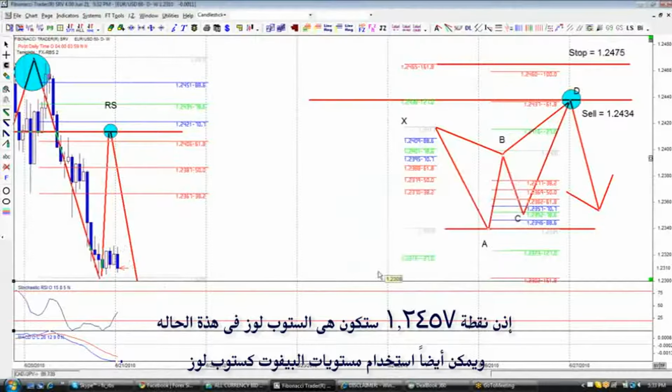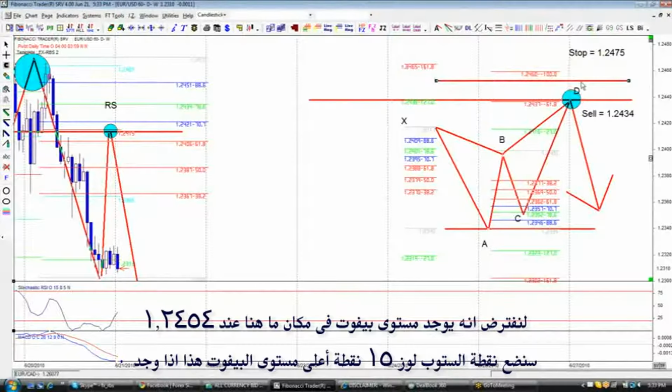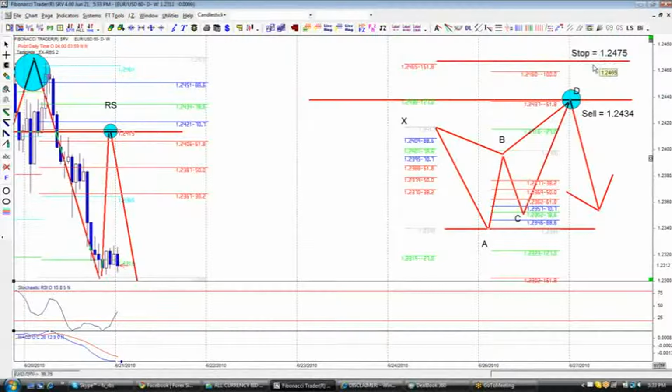Also, if you guys use pivot points, you can use the next pivot point for your stop. Let's say there is a pivot level somewhere here at 124.54. You can place your stop 10-15 pips above that pivot point if there is a pivot level. I'll show an example with that as well.